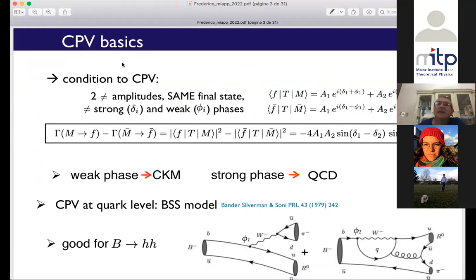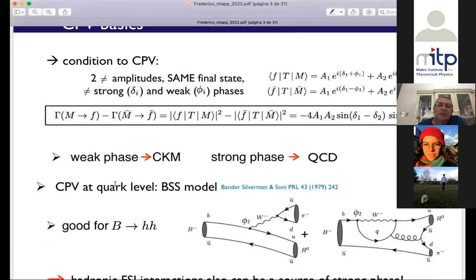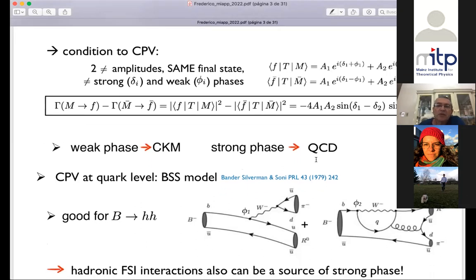So let me say some words on CP violation. The condition for CP violation is that you have two amplitudes that interfere, carrying strong and weak phases. So you need both. The weak phases will change sign when you go to the antiparticle, and this causes the asymmetry you see, for example, in the partial widths of some process in a given channel. The weak phase, of course, comes from CKM, and the strong phase should come from QCD.